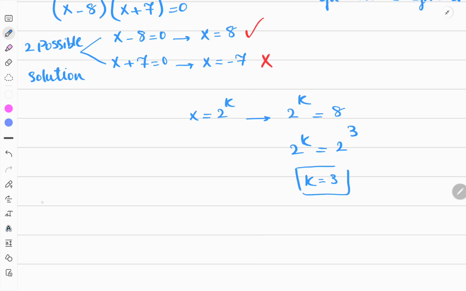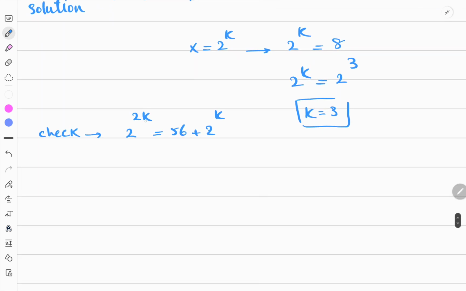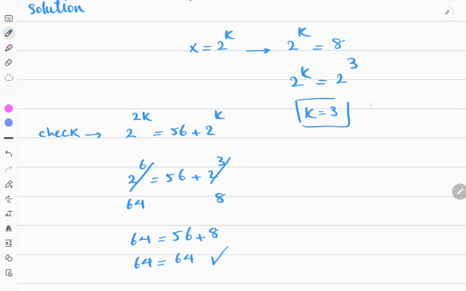which is the final answer. And we can check the answer. 2 to the power of 2k is 56 plus 2 to the power of k. k is 3, 2 times 3 is 6. 2 cubed is 8. And 2 to the power of 6 is 64. So 64 equals 56 plus 8, which is completely correct. So k equals 3 is our final answer.